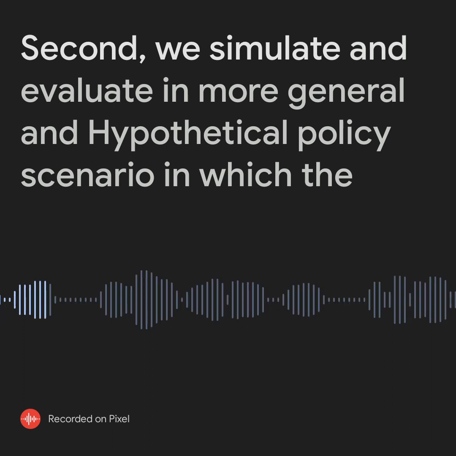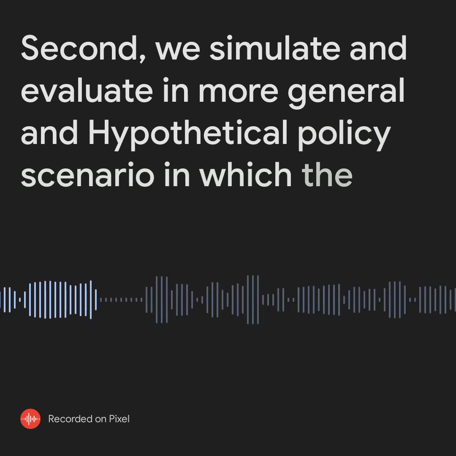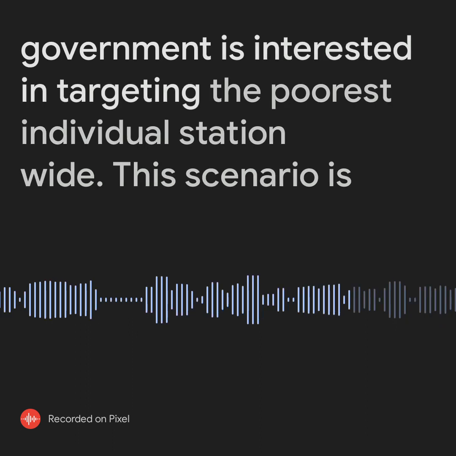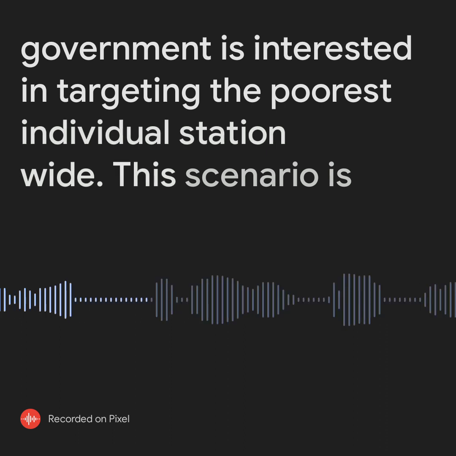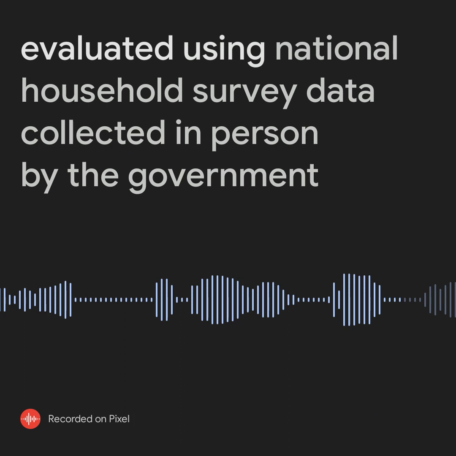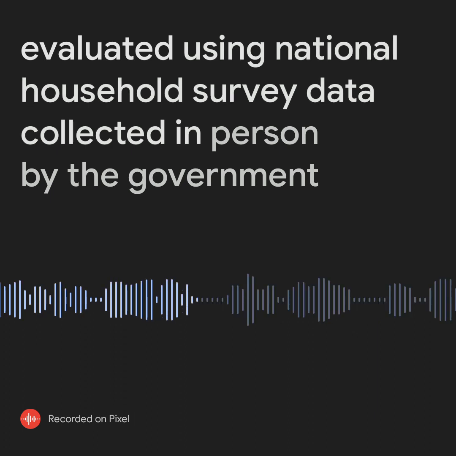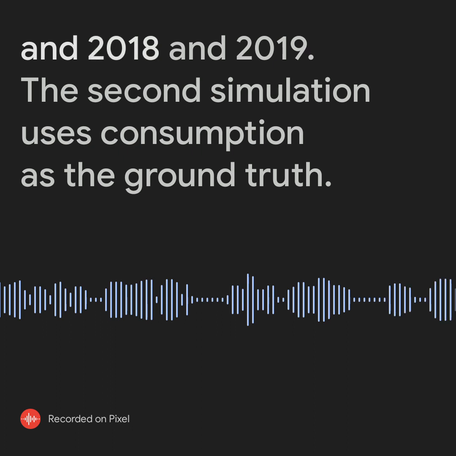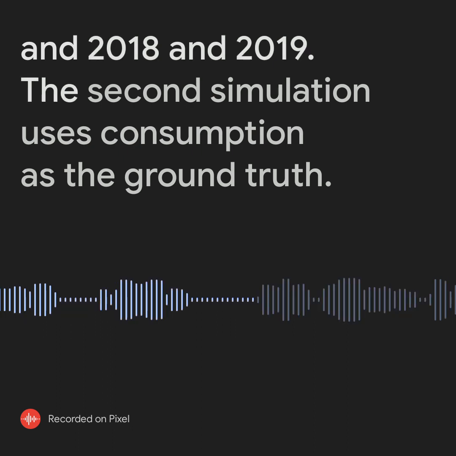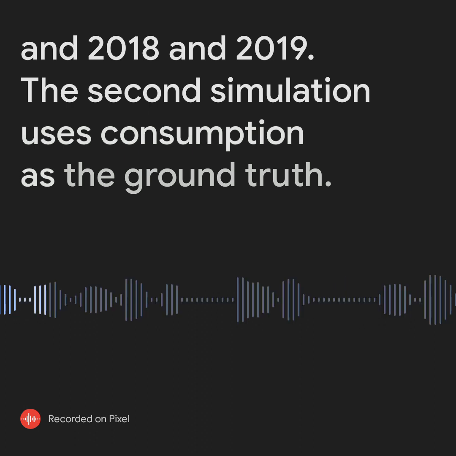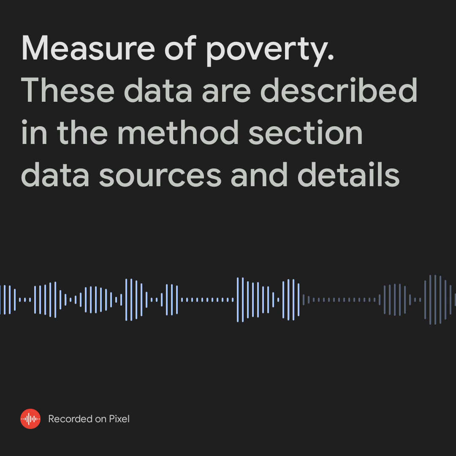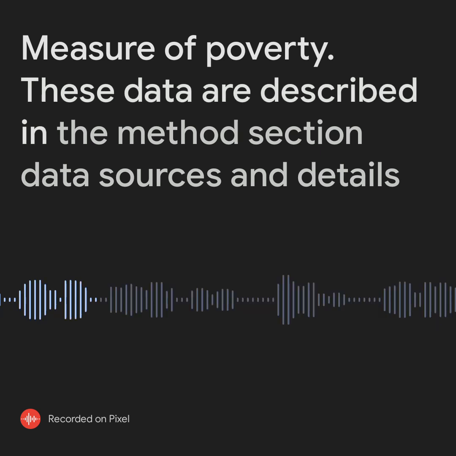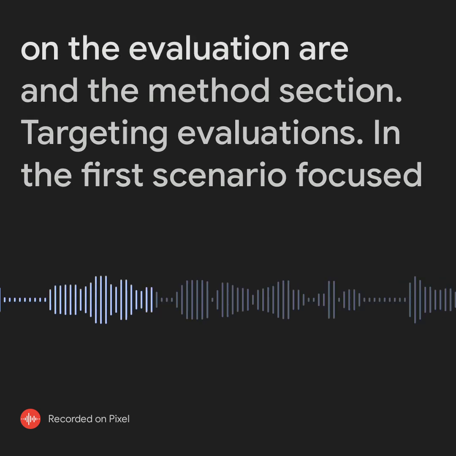Second, we simulate and evaluate a more general and hypothetical policy scenario in which the government is interested in targeting the poorest individuals nationwide. This scenario is evaluated using national household survey data collected in person by the government in 2018 and 2019. The second simulation uses consumption as the ground truth measure of poverty. These data are described in the methods section. Data sources and details on the evaluation are in the methods section, Targeting Evaluations.